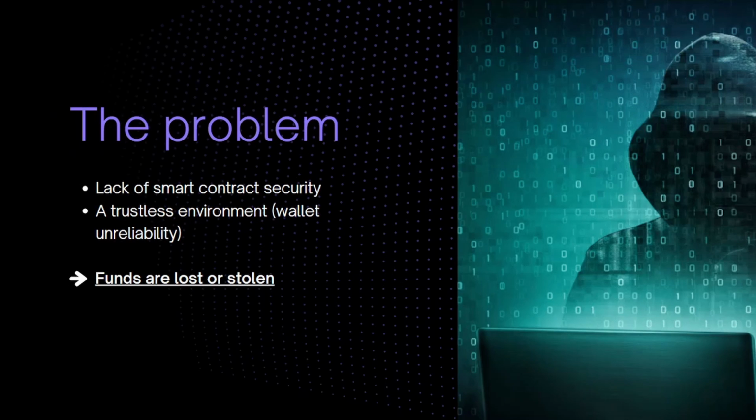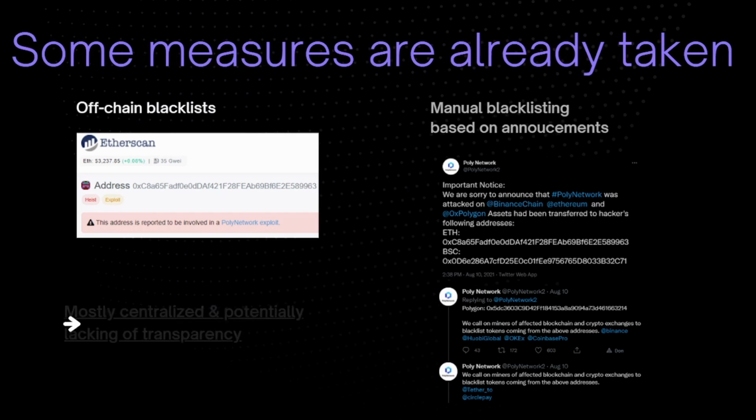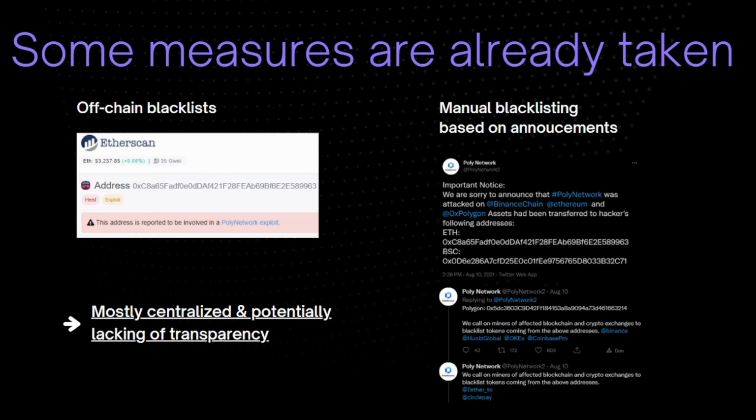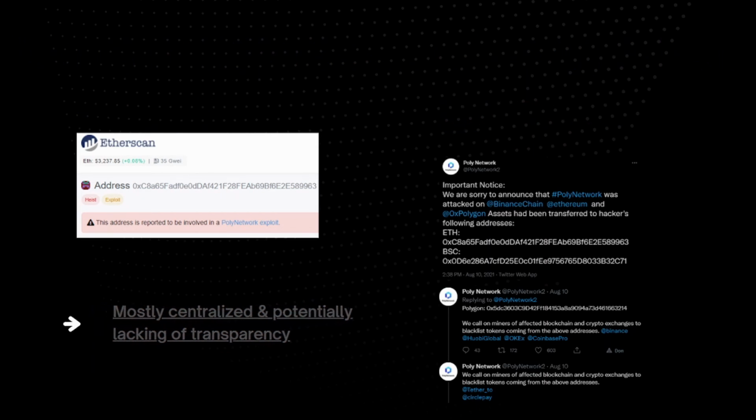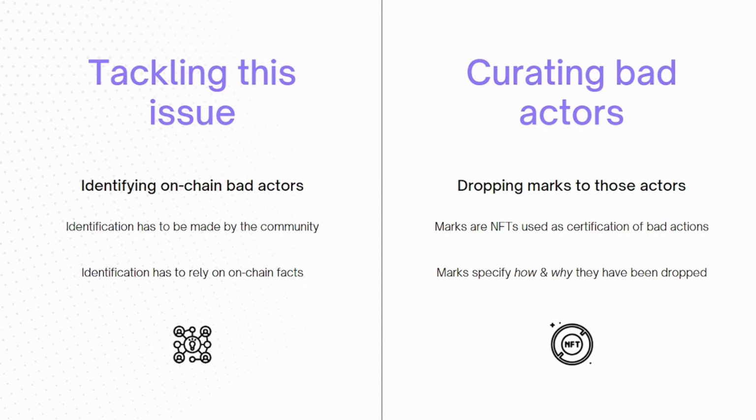The problem is that blockchains are trustless environments and funds can easily be lost or stolen. So I will take back the example of the Poly Network hack. We can see that Etherscan has tagged this address using several keywords and linking some information related to the hack. We can also see that Poly Network asked on their Twitter to each exchanges and protocols to blacklist the address of the hackers. So these approaches are mostly centralized and there is a lack of accessibility to the data and transparency. So we want to provide a way to improve it using NFTs and dropping them to the bad actors.